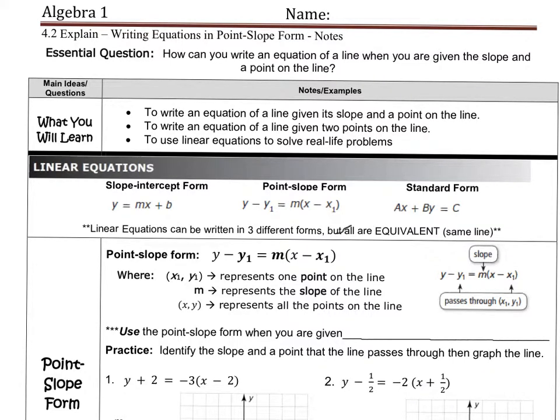Today we're going to be learning about writing equations in the point-slope formula. So in 8th grade you really worked on slope-intercept form. That was y equals mx plus b. And we use that form when we have a slope and we have an intercept.